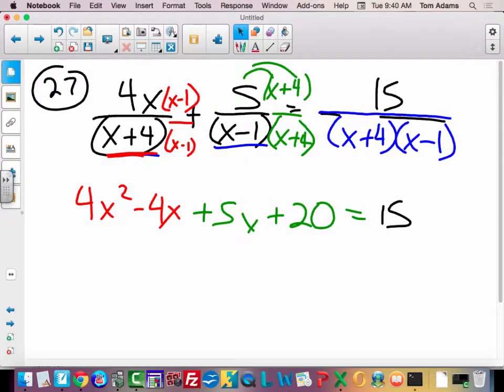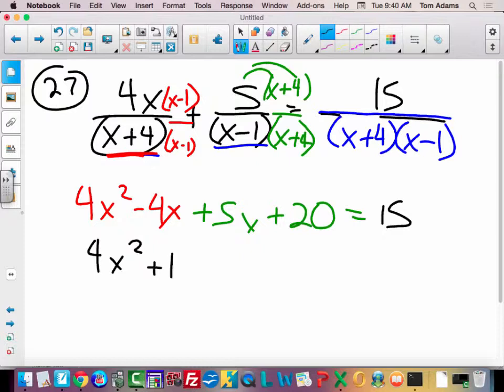Okay, so now I just got to do a little algebra. This whole thing is 4x squared plus 1x plus 20 equals 15. But you know what? I'm going to subtract 15 from both sides. And so like this, I get 5 equals 0. You guys with me so far?